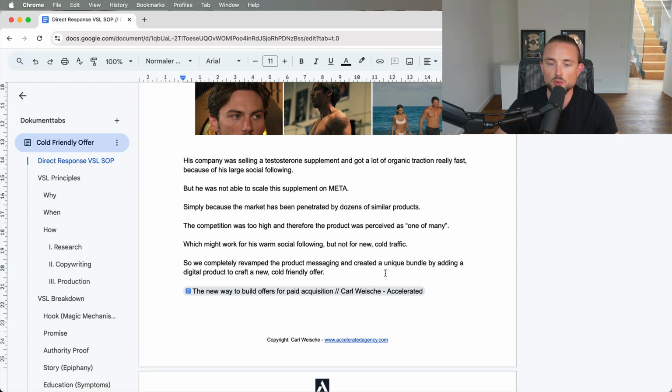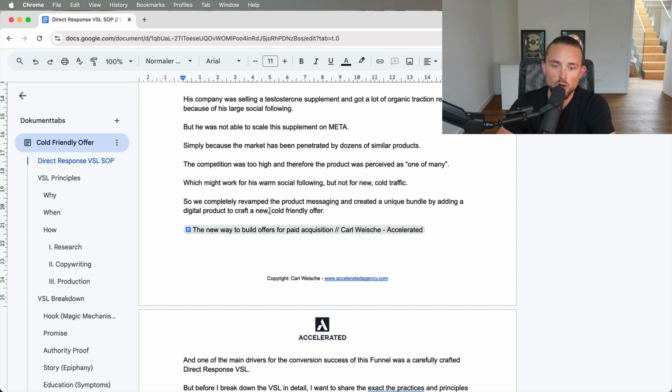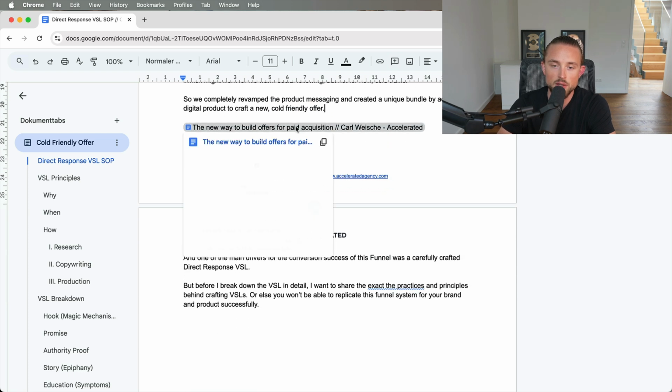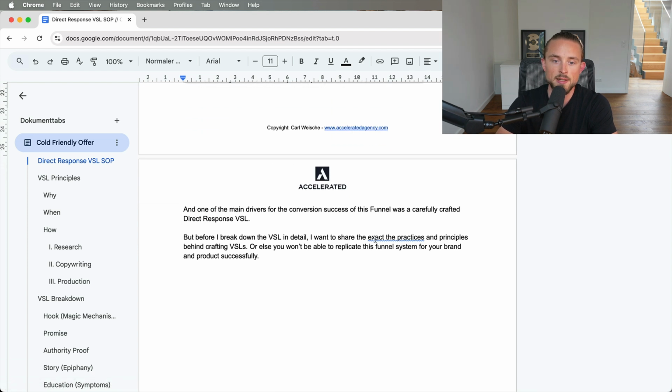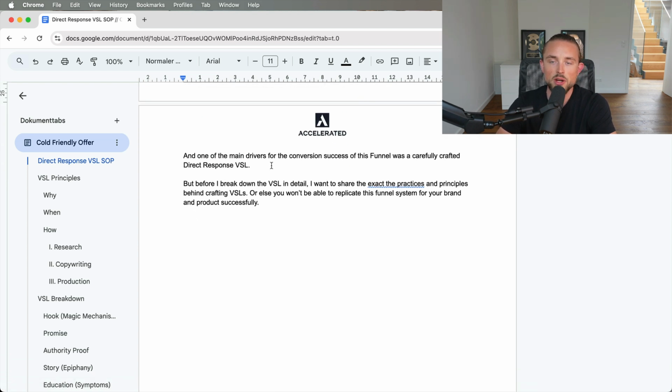So what we did is we completely revamped the product messaging, created a unique bundle, crafted basically a completely new offer with another supplement that we bundled together in a stack, and then also a digital product. If you want to understand more about the code-friendly offer, then I suggest clicking on this. It's basically the complete breakdown of how we build code-friendly offers for our clients. But then the main driver for the whole success of this funnel was a carefully crafted direct response VSL.